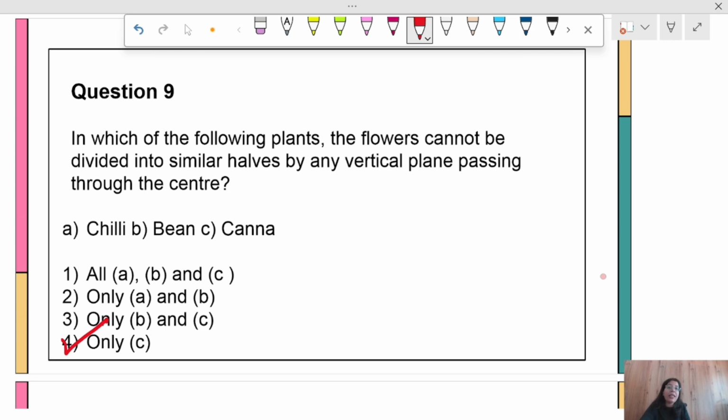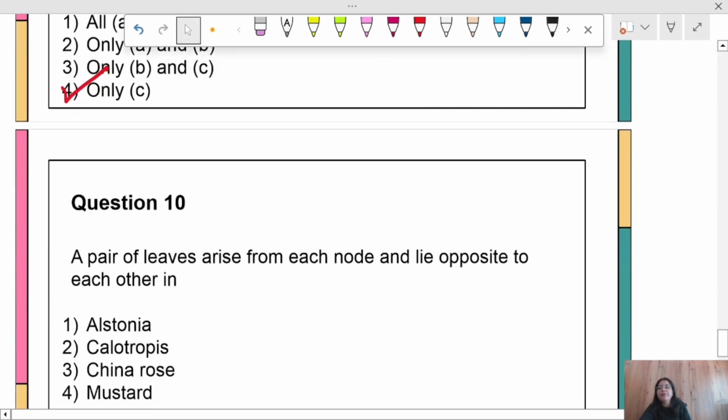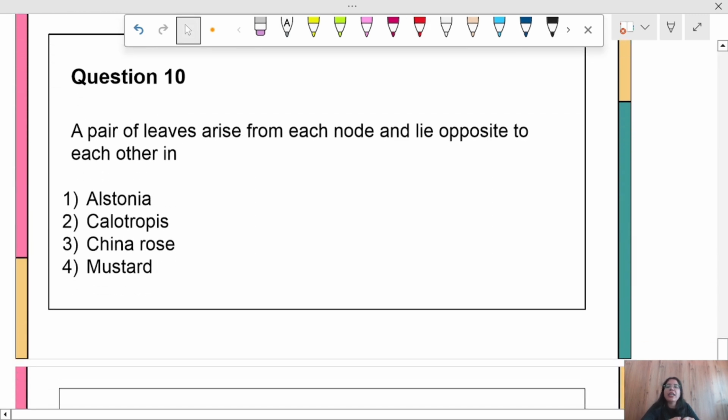Whereas chili and bean, right? Chili is having which kind of symmetry? Actinomorphic symmetry. And bean is having which kind of symmetry? Zygomorphic symmetry. Understood?